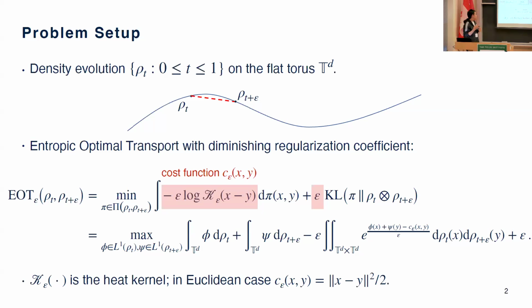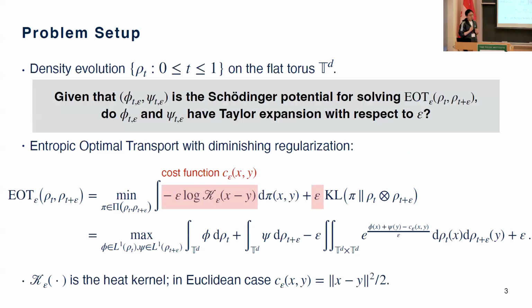We know there is some duality theory of entropic optimal transport, so it can also be written as a maximization problem over the space of functions. And this is the loss function for the dual form. Today we are interested in this problem. Suppose phi t epsilon and psi t epsilon are the Schrodinger potentials for this EOT problem. When epsilon decreases to 0, we would like to ask if phi t epsilon and psi t epsilon allow some Taylor expansion with respect to the regularization coefficient epsilon.